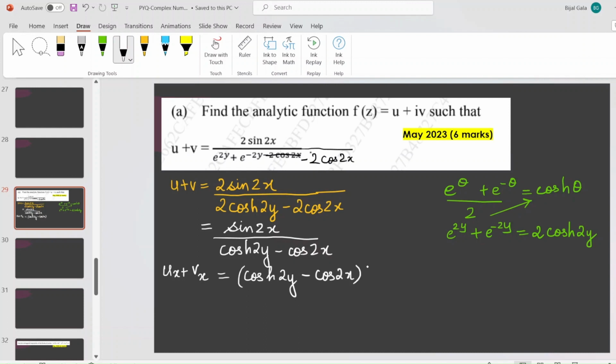Derivative of sin 2x would be 2 cos 2x, minus sin 2x as it is. Derivative of the denominator with respect to x: the first term will be 0, and the second term would give me a negative, there's already a minus sign, and I'll have a negative 2 sine 2x. And the entire thing divided by the denominator square.